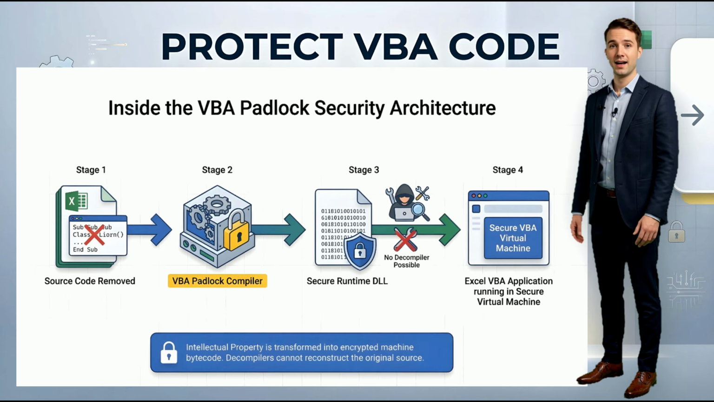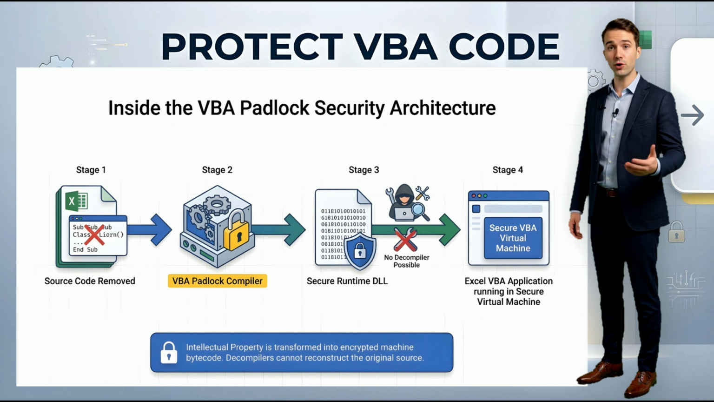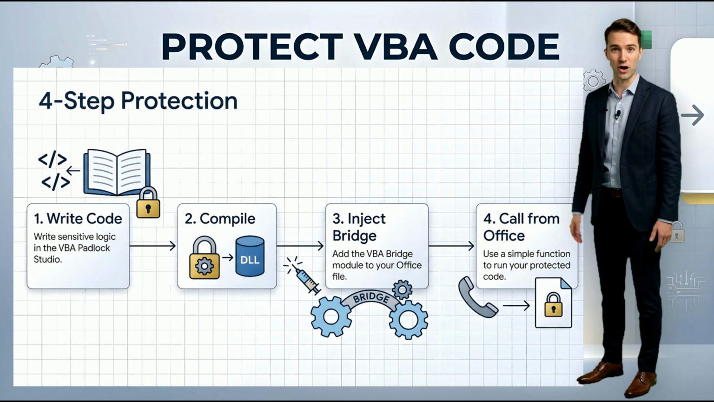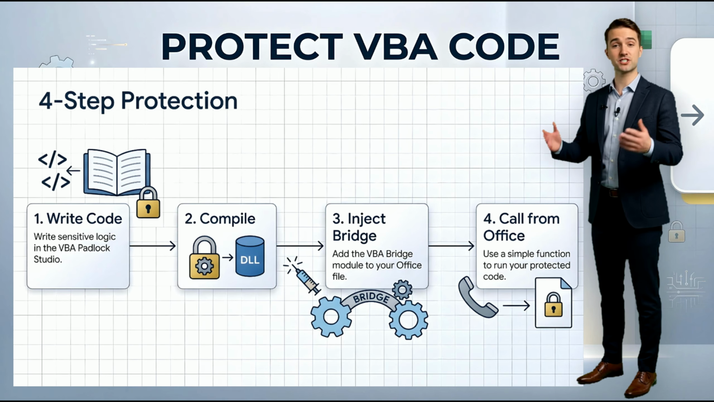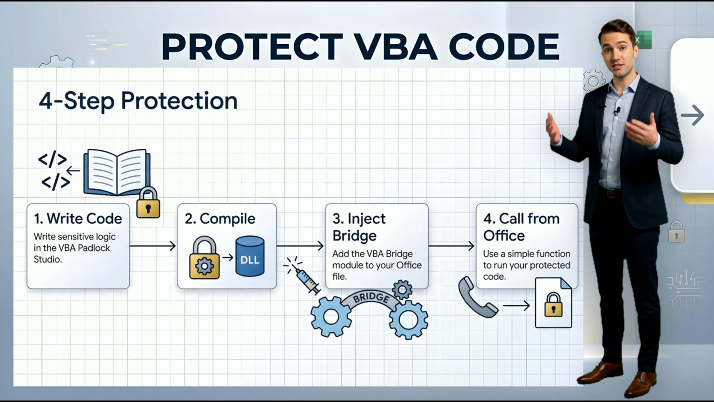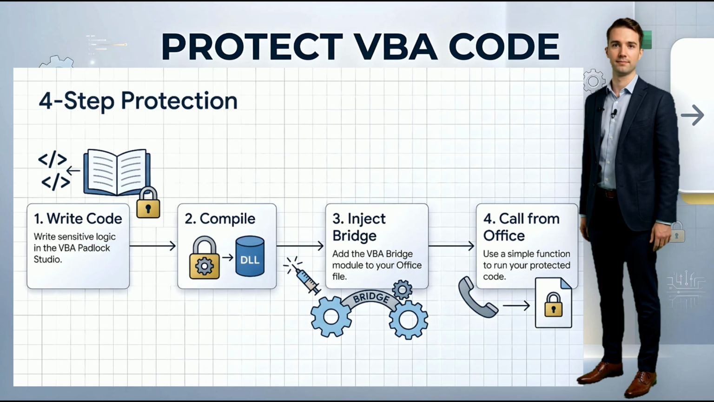The result? There is literally zero source code left in your document to steal or reverse engineer. Your IP becomes a digital fortress. And the best part? The process is surprisingly simple. You just paste your sensitive code into the VBA Padlock Studio, click Compile, and it automatically builds a secure bridge back to your Excel file.